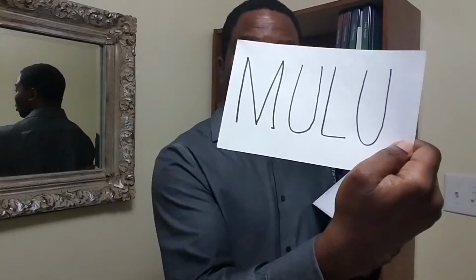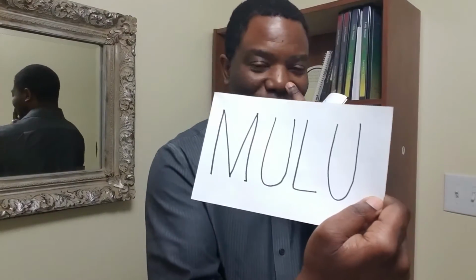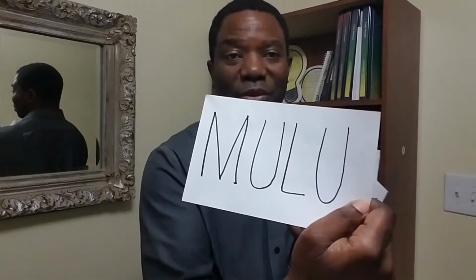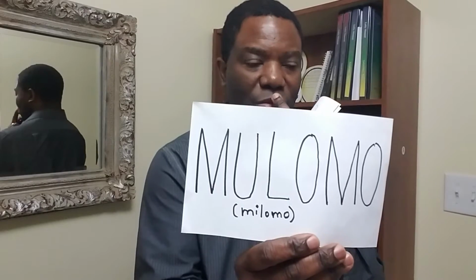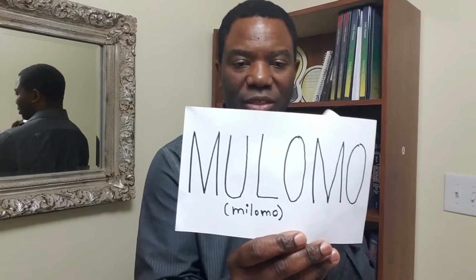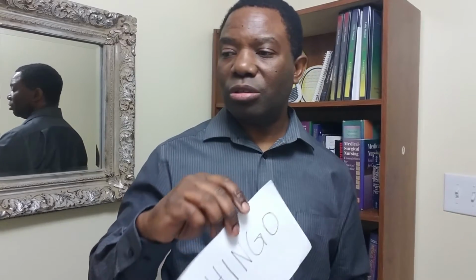And then we have mulu. Nose. You remember what I explained about mulu? If you say mulu, it's gonna be heaven, and if you say mulu, it's really the nose. Okay? And then we have a lip. It's mulomo. Lips are milomo. Milomo, the lips. And we have the neck. It's shingo. Shingo. Yes, shingo.